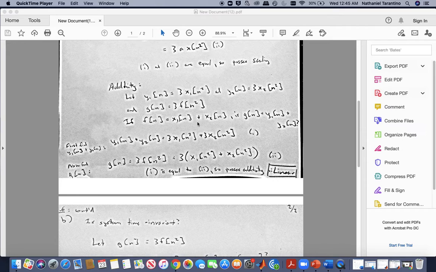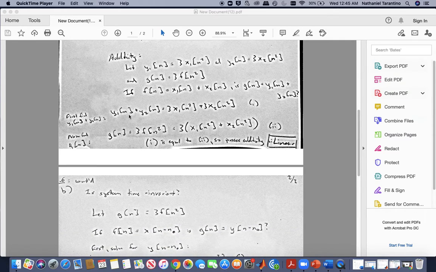So the output for x1 of n is y1 of n, the output for x2 of n is y2 of n, as we showed here. If the input is the sum of these, is the output the sum of these? So basically, we find y1 of n plus y2 of n. We find that it's equal to 3 times x1 of n squared plus 3 times x2 of n squared.